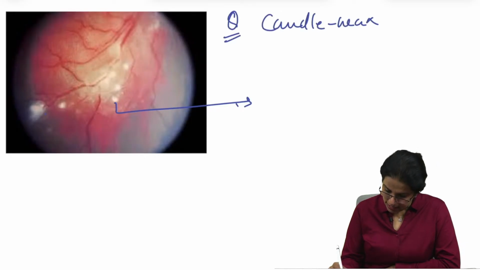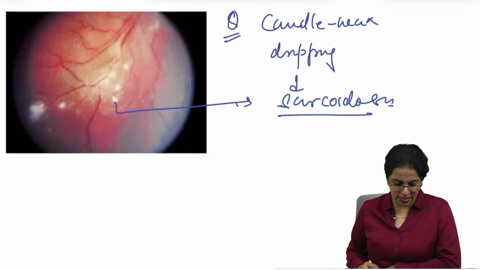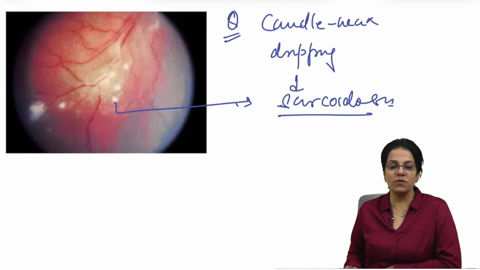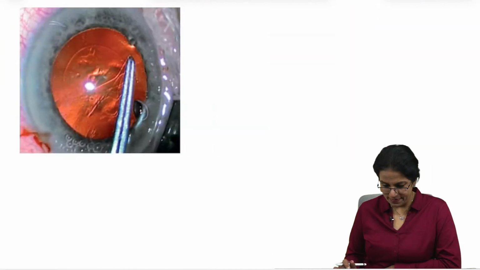Okay. So, candle wax drippings, where was it seen? This is a feature of sarcoidosis. Sarcoidosis. Not salmon patch. Tavish, salmon patch you see in the cornea.